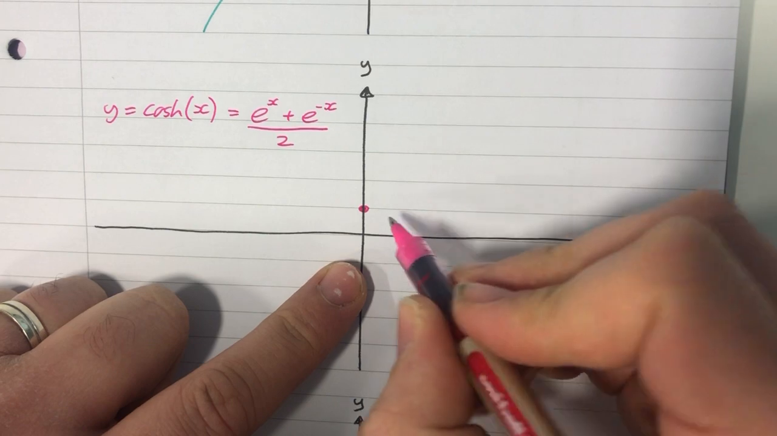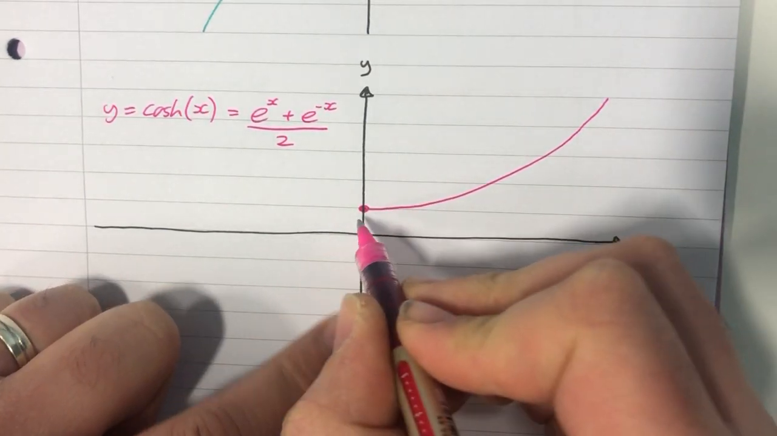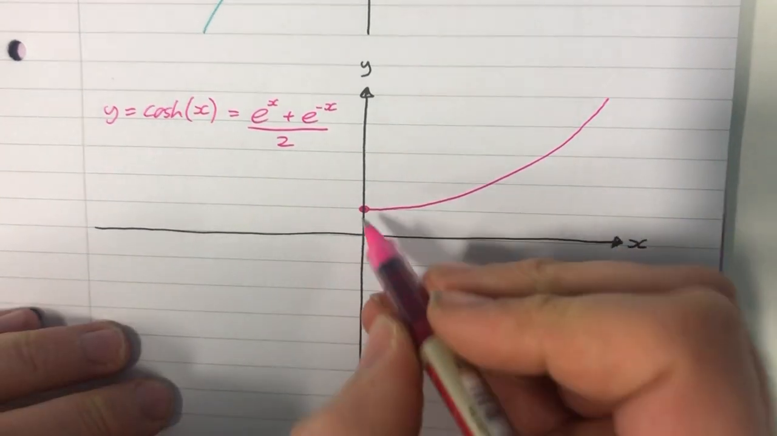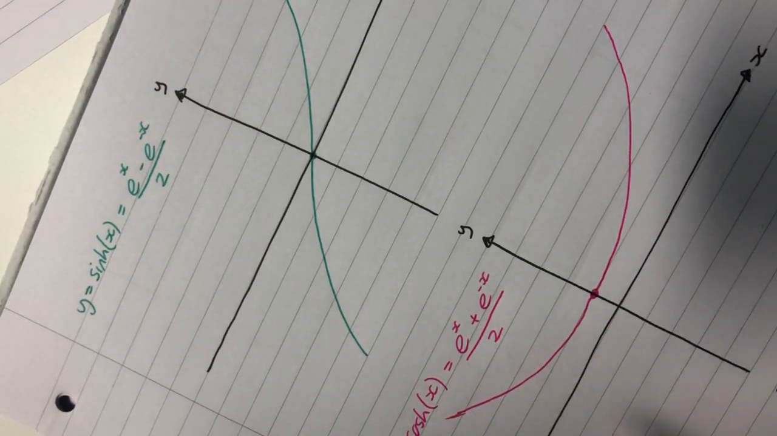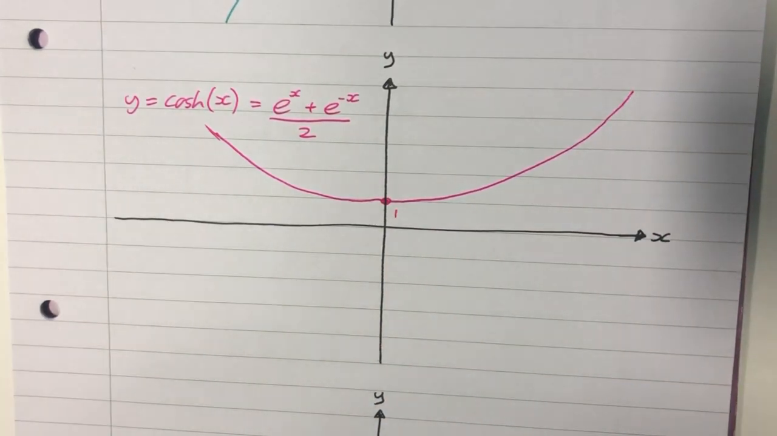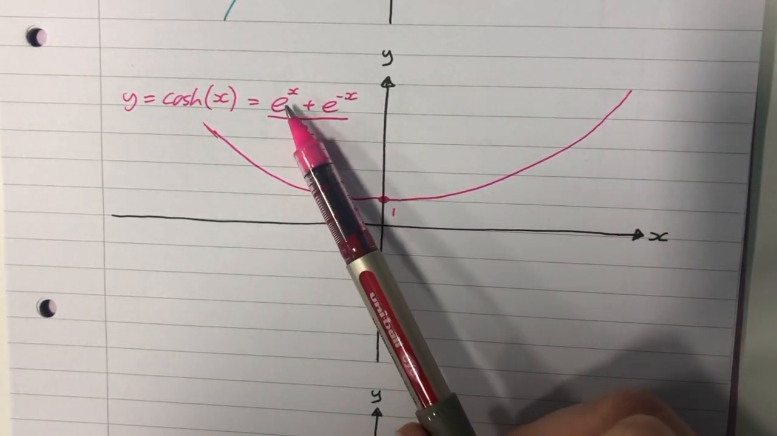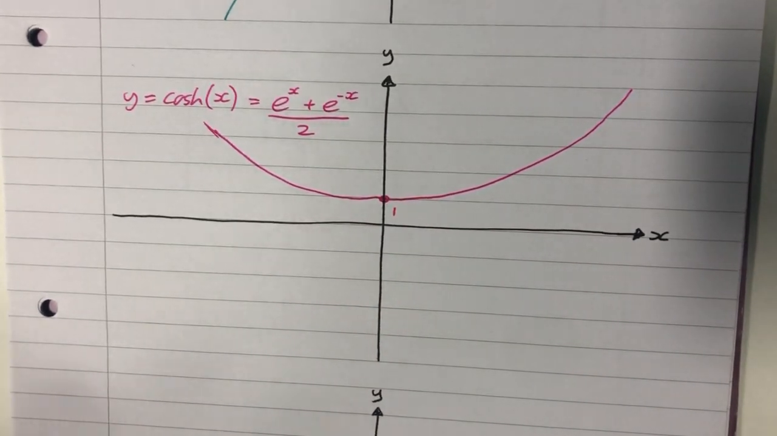So actually this is symmetrical in the y-axis. So it's going to go up that way, but it doesn't go down like sinh does. Instead, it's going to go up this way. And just like cos, cosh is an even function. Okay, it's symmetrical in the y-axis. Again, nice and easy to see. If I change x for minus x, I get the same thing out again. So, even.